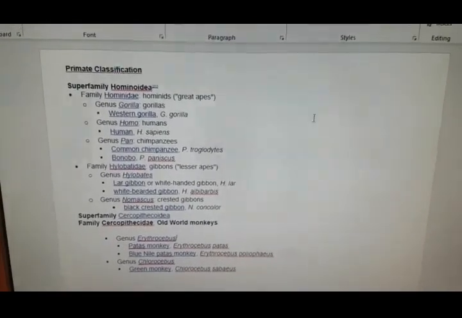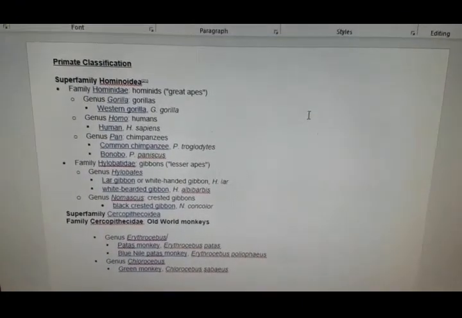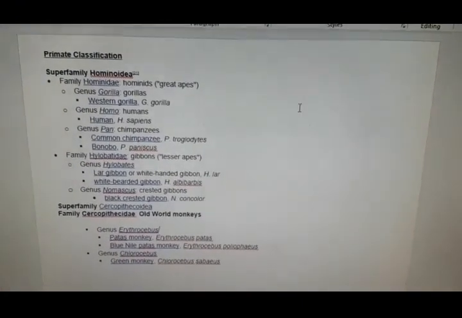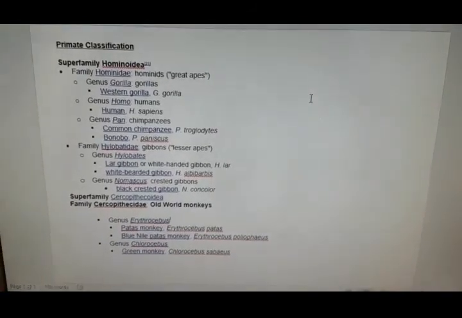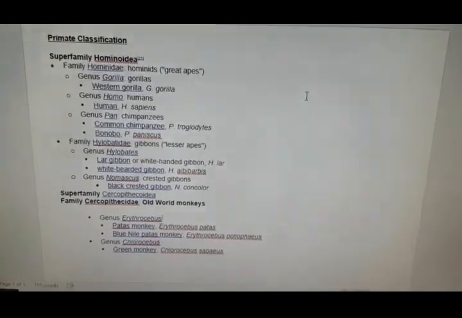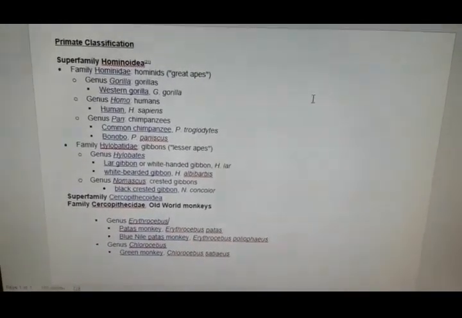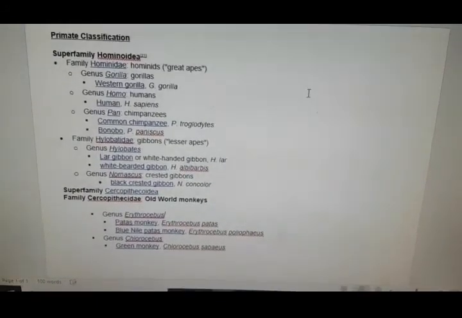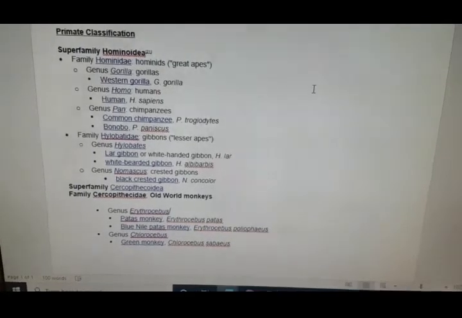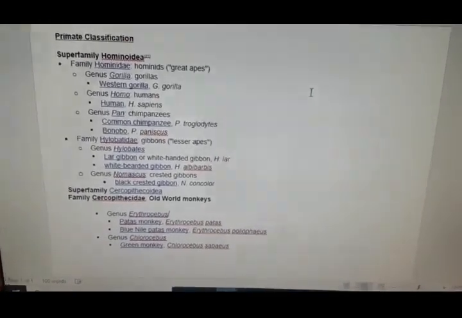Right, task for you now. I've sent you this document attached to the email showing the classification of certain members of the primate order. By no means all of the primates. It's not quite the same list that I showed you earlier. Could you use this to generate your own phylogenetic tree showing the evolutionary history of the organisms in this list, please? Pause the video, come back when you've finished.